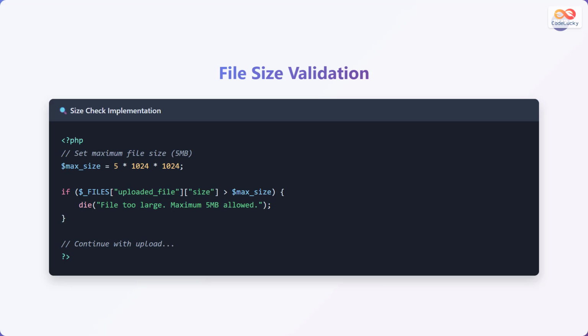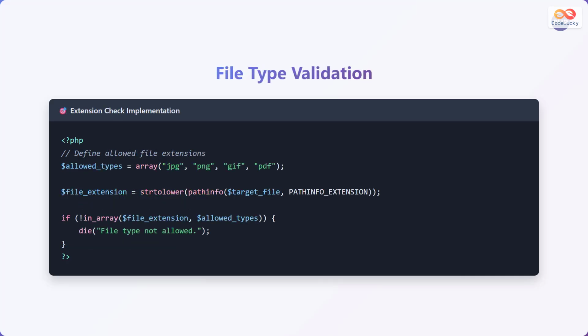It's essential to set a reasonable maximum file size to balance user convenience with server resource constraints. File type validation is essential to ensure that only allowed file types are uploaded to the server, preventing the upload of potentially malicious or inappropriate files. Here's how to implement file type validation in PHP.